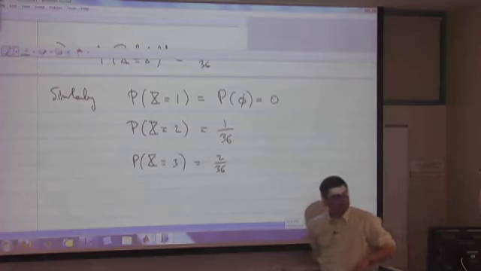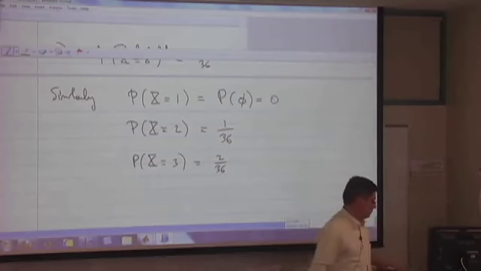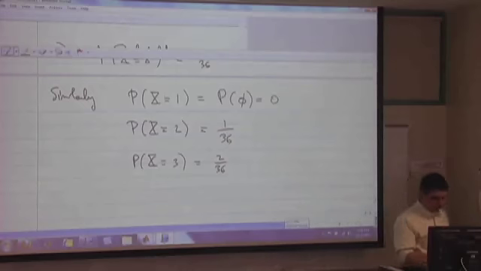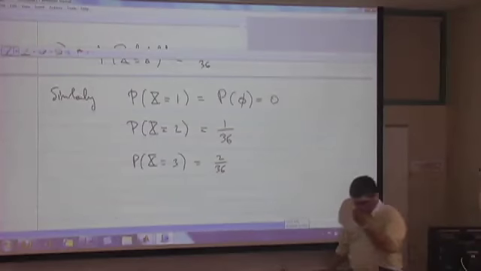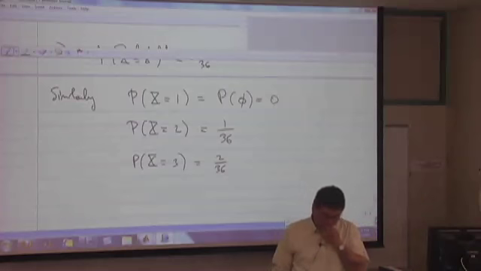So you have to then define what x is. Like in this problem, x is the sum of the two values.